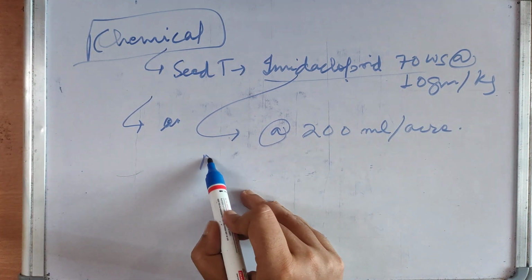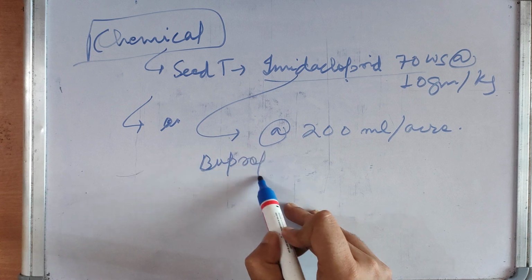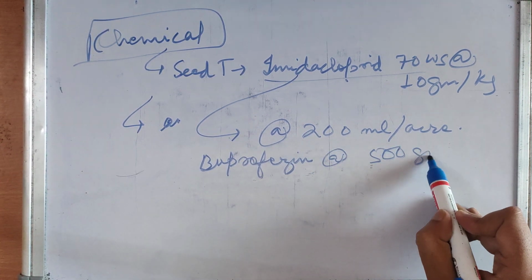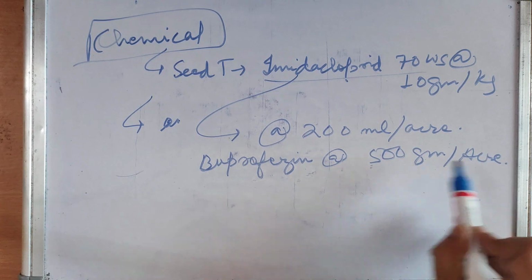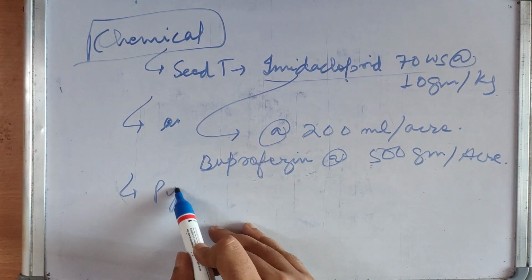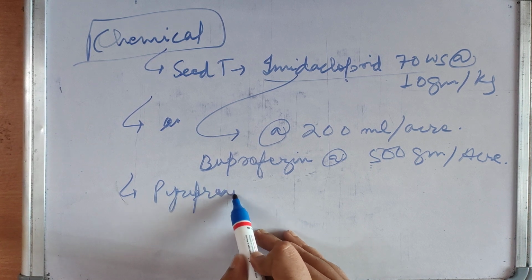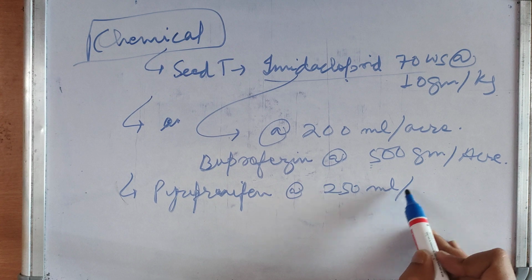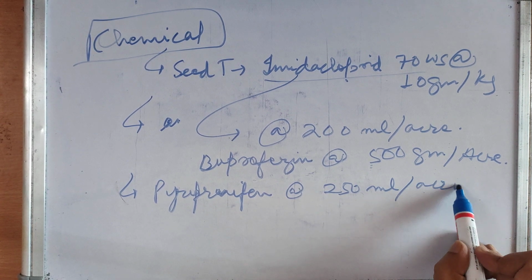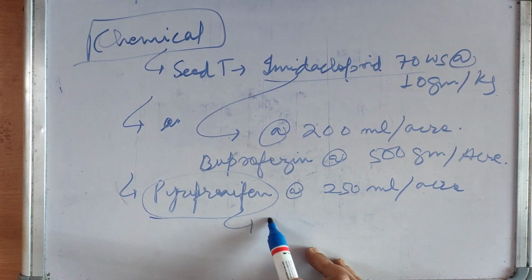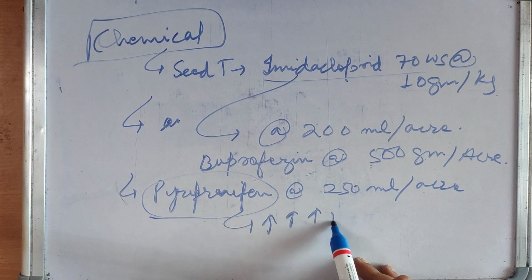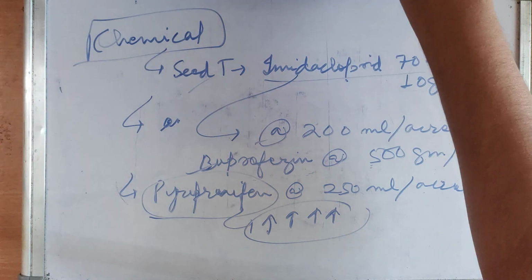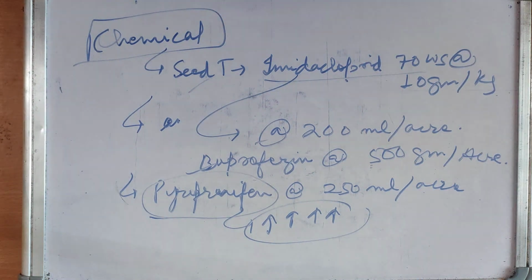And we can also use buprofezin at the rate of 500 gram per acre. We can use pyriproxyfen at the rate of 250 ml per acre. We will use these when the pest pressure is highest. In medium amounts we will use this, and we will try to do seed treatment for prevention.